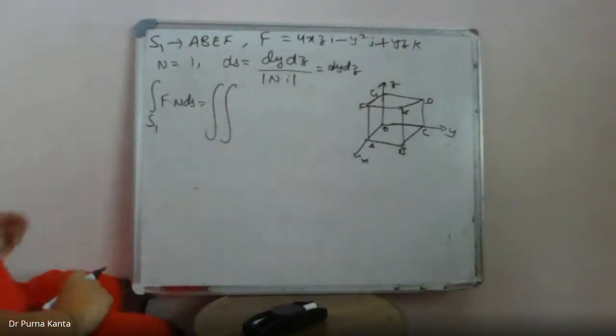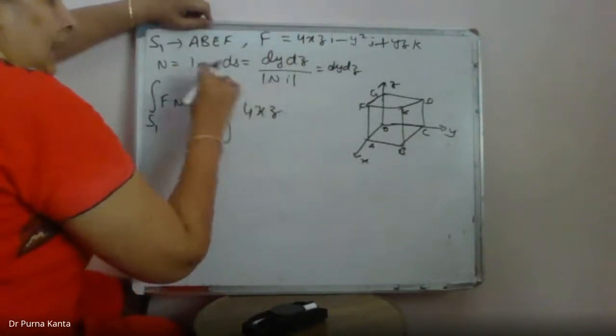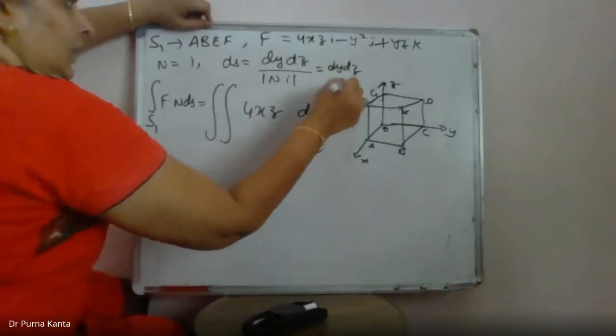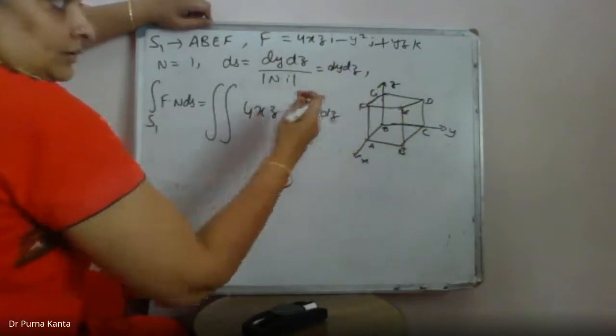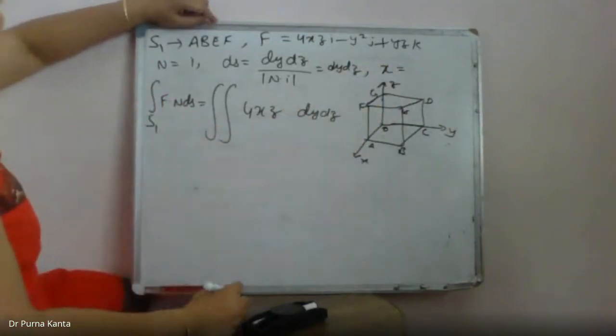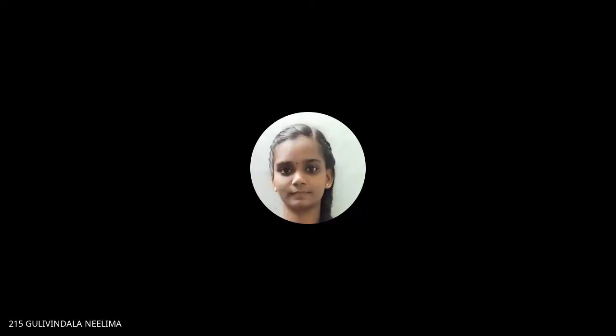Okay, so we'll go with f dot n. i dot i is equal to 1, which is 4xz. i dot j is 0, i dot k is 0, which is dy dz. And on this face, what is the value of x on that plane? X is equal to 1.